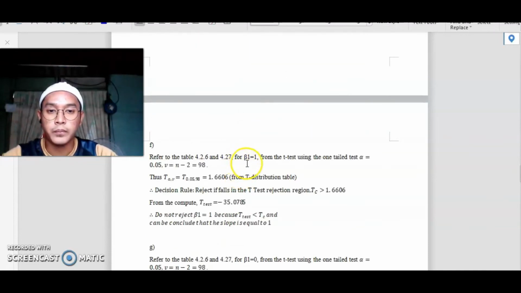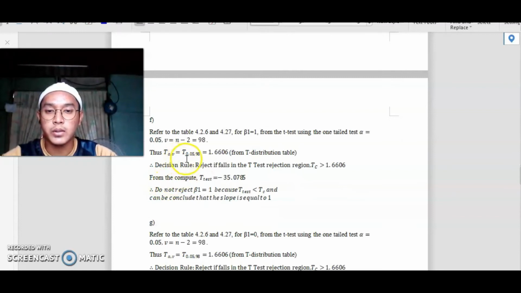And for beta 1 is equal to 1. Okay, from the t-test using the tail test, alpha is equal to 0.05, and v equals n minus 2 equals 98. Thus t critical equals t 0.05, 98 equals 1.6606. Okay, we get this value from the t distribution table.